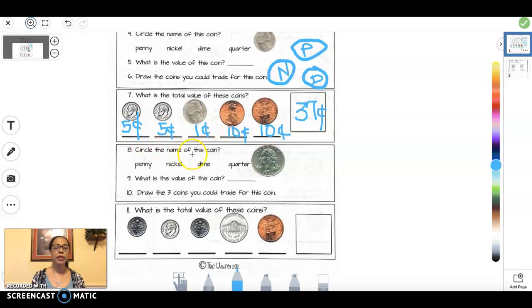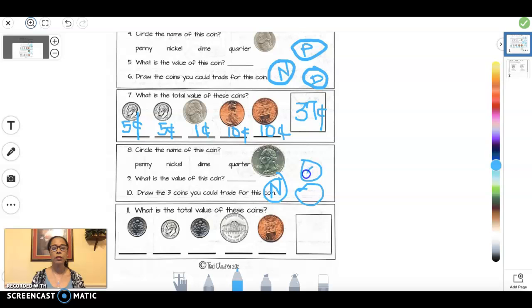Number 8 says circle the name of this coin. What is the value of this coin? Number 10 says draw the 3 coins you could trade for this coin. So they told us to draw 3 coins, so you will draw 3 coins and you will make sure that you label those coins. Whatever you think those coins are.